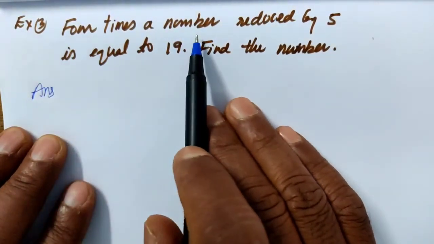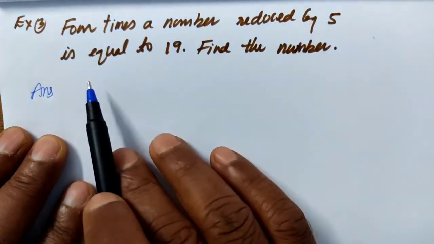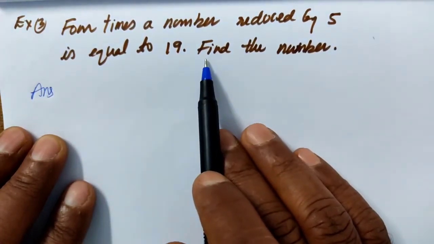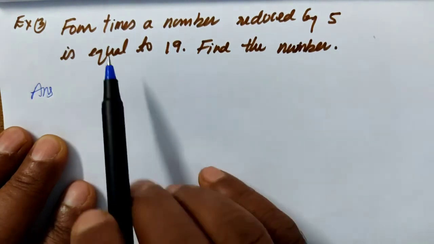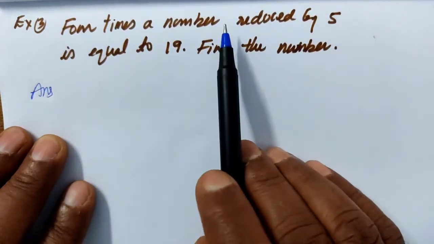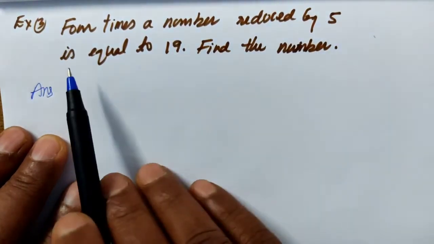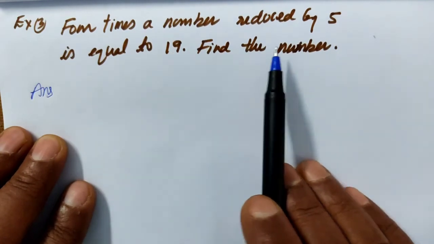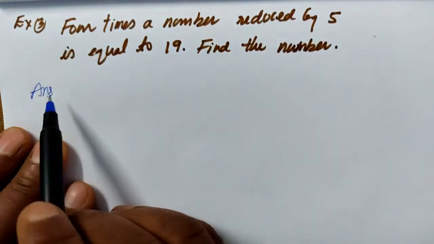Four times a number reduced by 5 is equal to 19. Find the number. Once again, 4 times a number reduced by 5 is equal to 19. Find the number. So the answer is very easy.